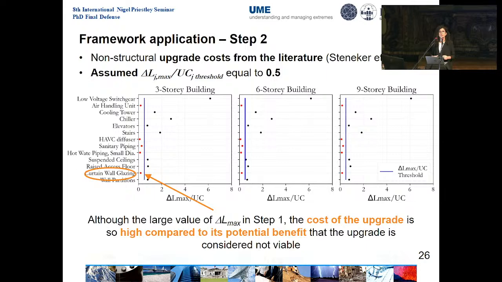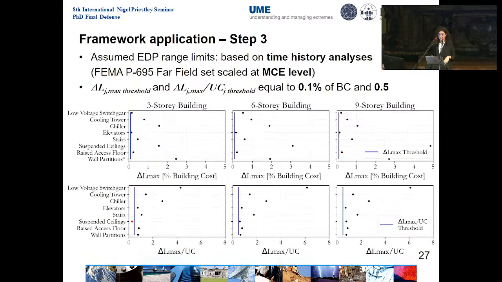And this is because we assume that the upgrade cost of curtain glazing involves replacing the glazing, which is very expensive. So what this result is telling us is that this upgrade has an upgrade cost which is too high compared to its maximum potential benefit.